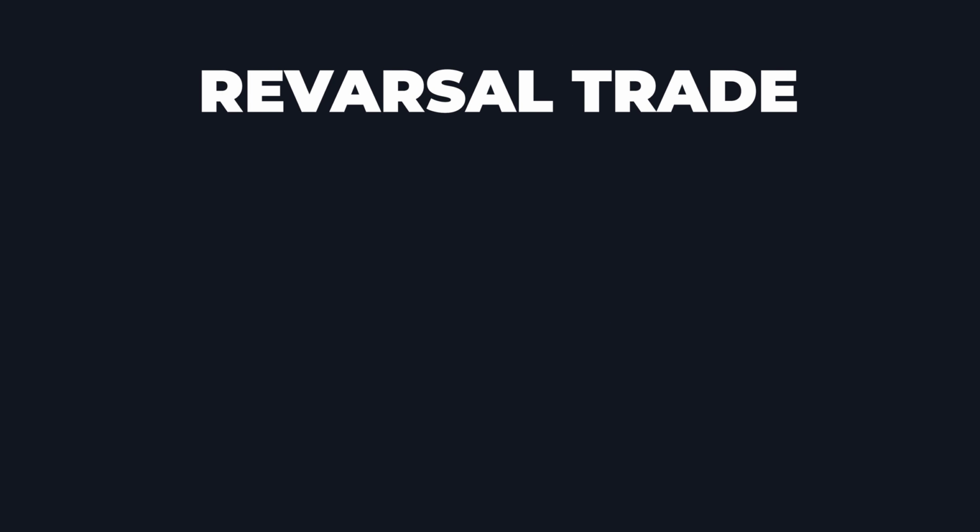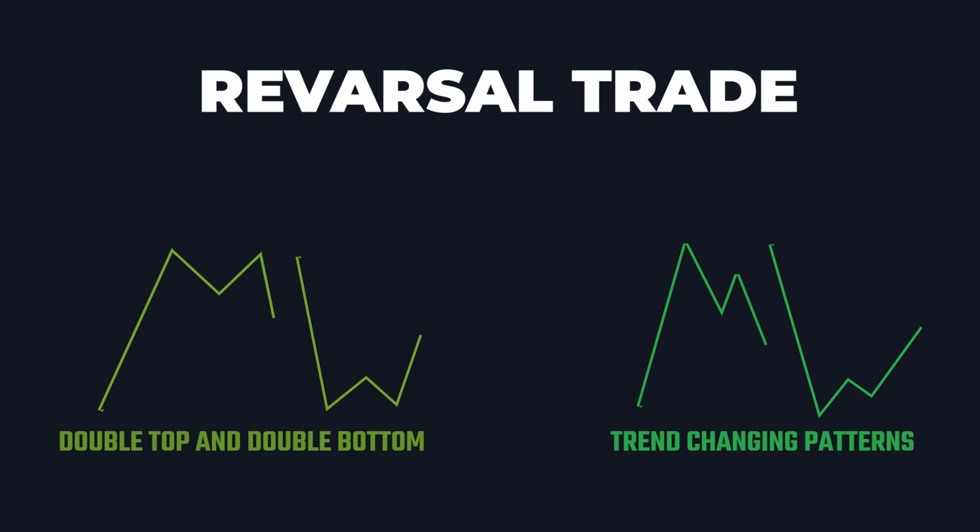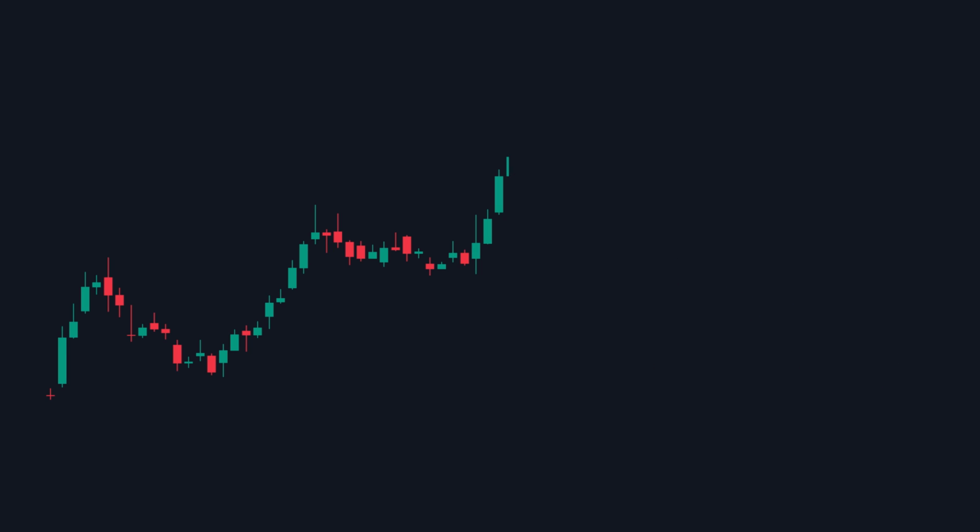Now, let's explore reversal trades. To execute reversal trades during a trend, we need to identify specific price action patterns. These patterns include the double top, double bottom, and trend-changing patterns. Okay, let's see an example.